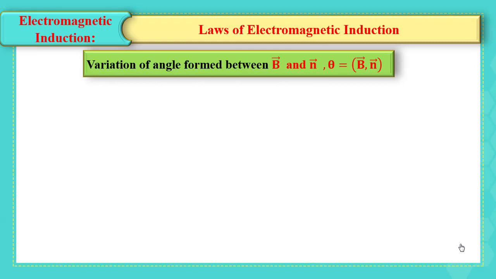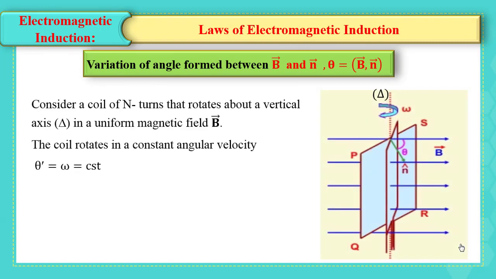Variation of the angle formed between the B vector and the N vector. Consider a coil of N turns that rotates about a vertical axis delta in a uniform magnetic field B, as shown in the figure. The coil rotates at a constant angular velocity theta prime equals omega equals constant.